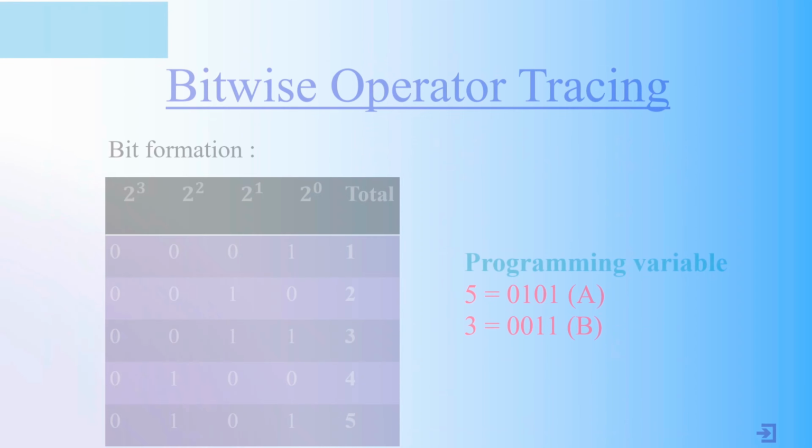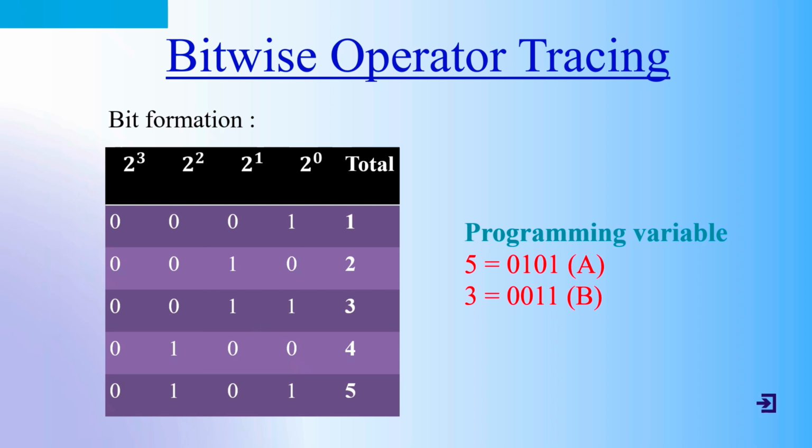Let's first try to understand how 5 is represented as 0, 1, 0, 1 and 3 is represented as 0, 0, 1, 1. These numbers are created by using the powers of 2, starting from 0 and incrementing the power by one each time. 2 power 0 is the first value, 2 power 1 is the second value, 2 power 2 is the third value, and 2 power 3 is the fourth. 2 raised to 0 is 1. 2 power 1 is 2. 2 power 2 is 4. 2 power 3 is 8.